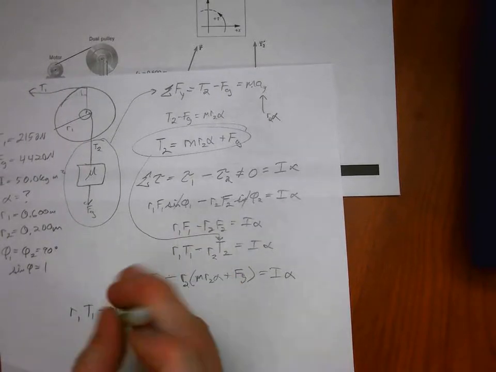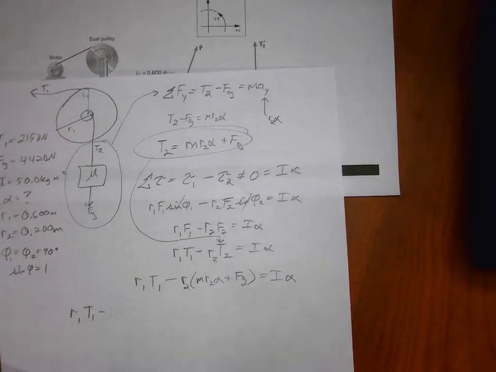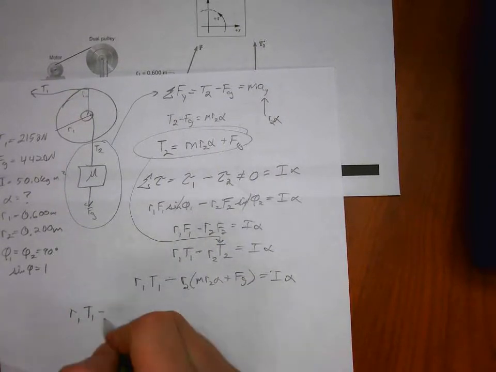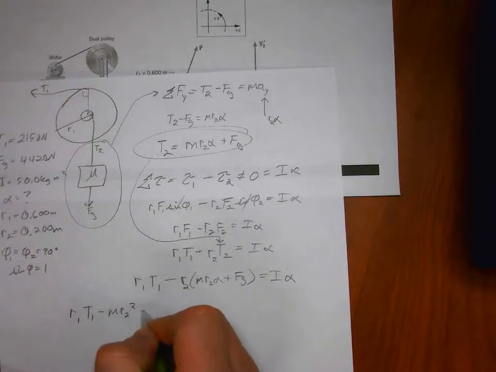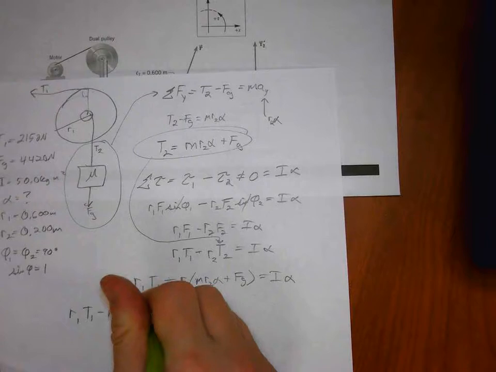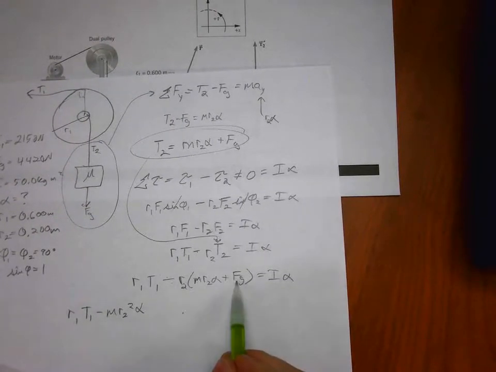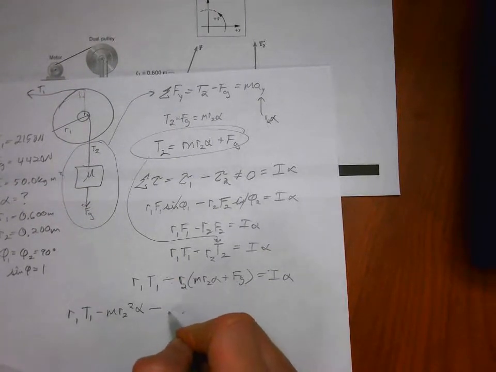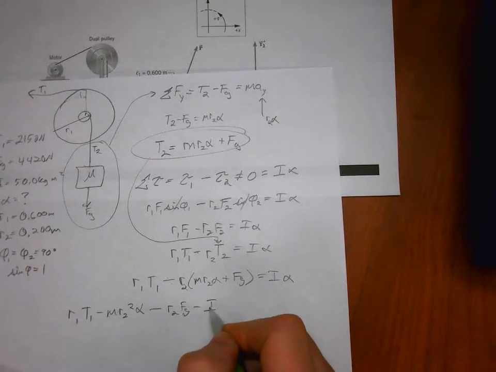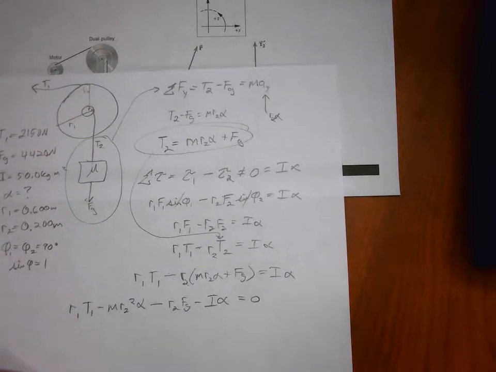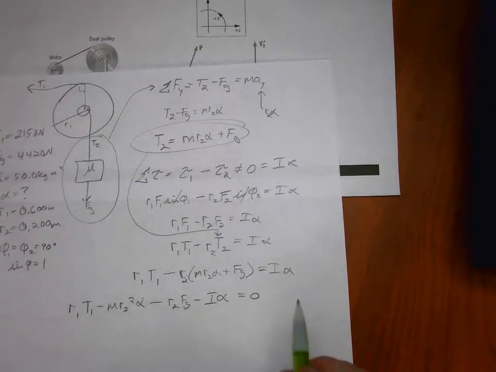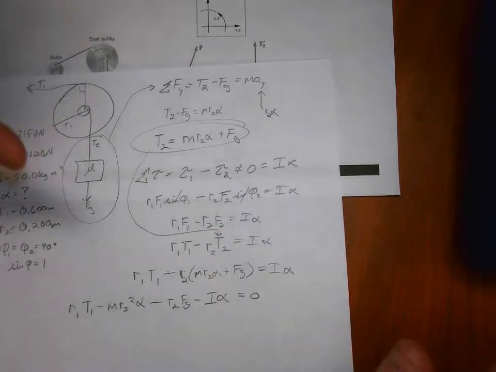So that would be this times this term, which is going to introduce R2 squared. So it's going to be mR2 squared alpha, minus, because the negative sign has to be distributed to the other term as well, minus R2 FG, minus, because I'm bringing it over, I alpha equals 0. It equals 0 now because I brought this term over to the other side. The sum of the torques does not equal 0. Don't get confused there.